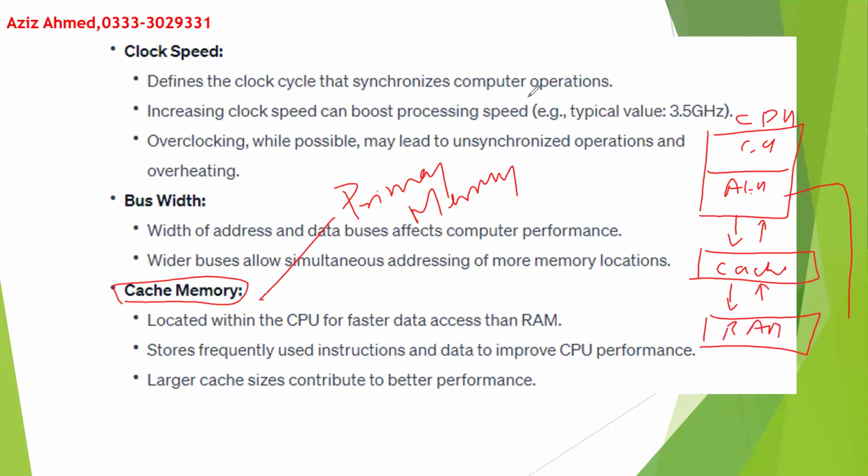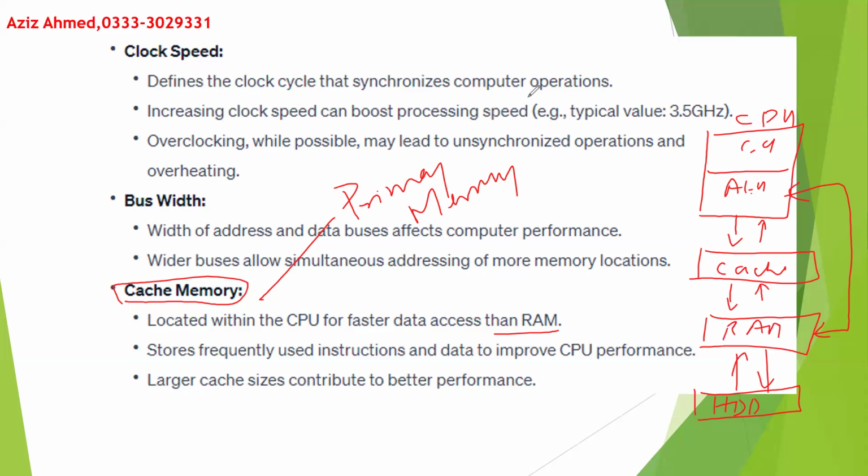RAM is also connected to the CPU directly, but RAM is connected with the hard disk, the secondary storage. Now this is the arrangement of memory. Cache memory: if you have more cache, your computer will be faster. It is located within the CPU for faster data access than RAM. Cache is faster than RAM, but its storage capacity is lower. It stores frequently used instructions and data to improve CPU performance.